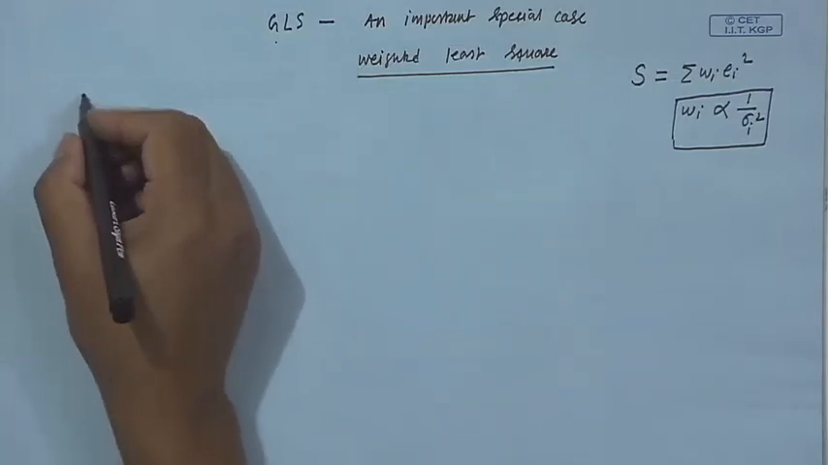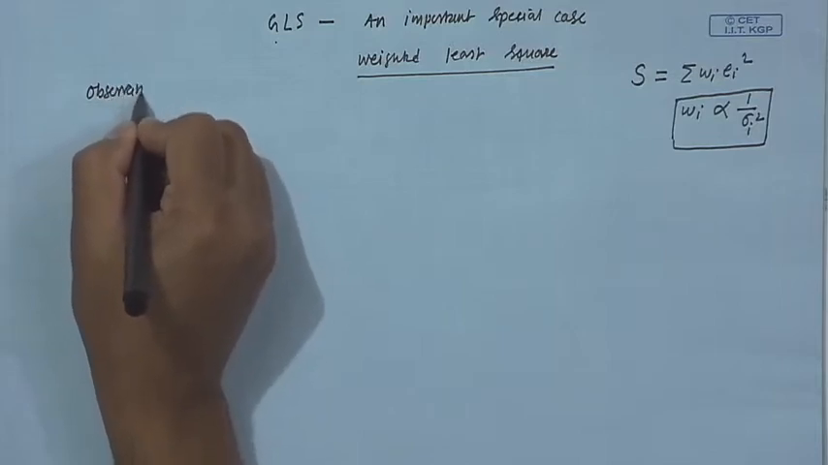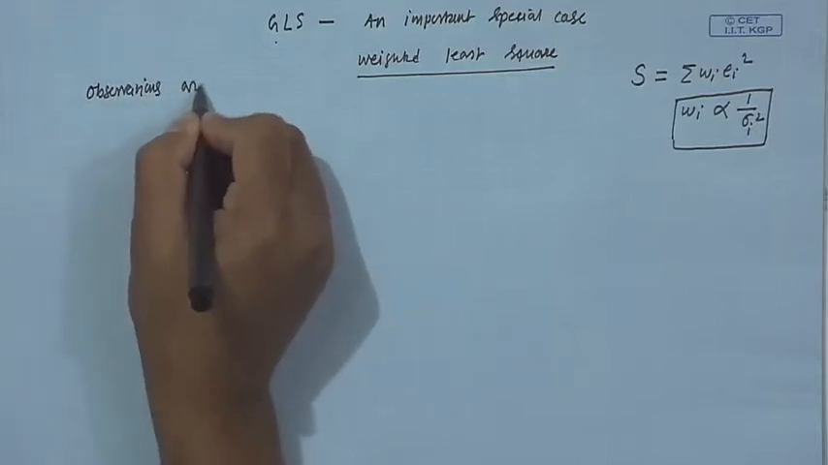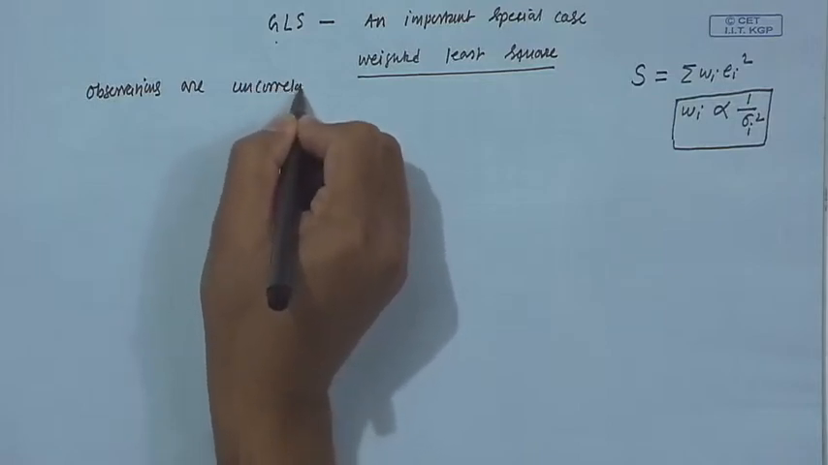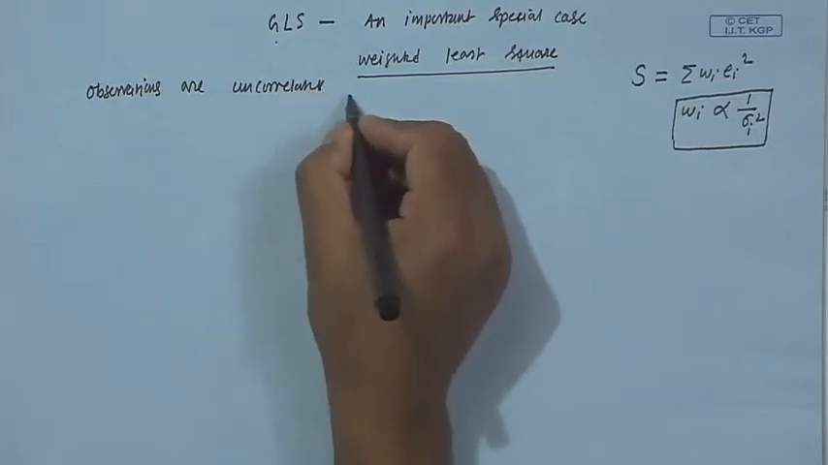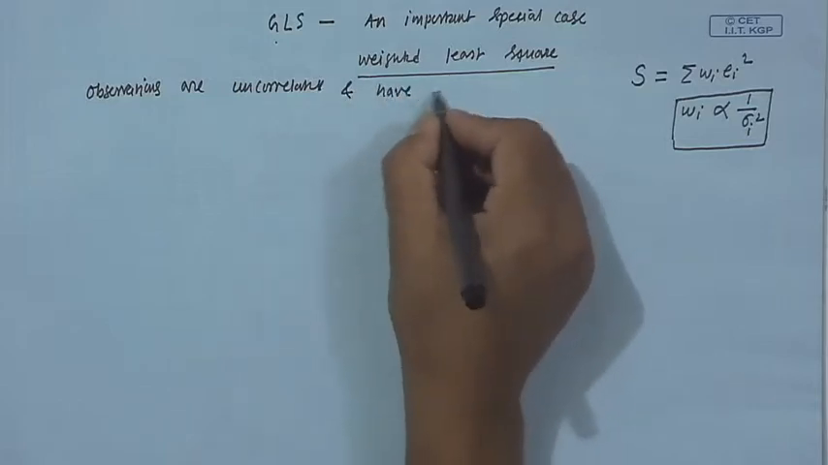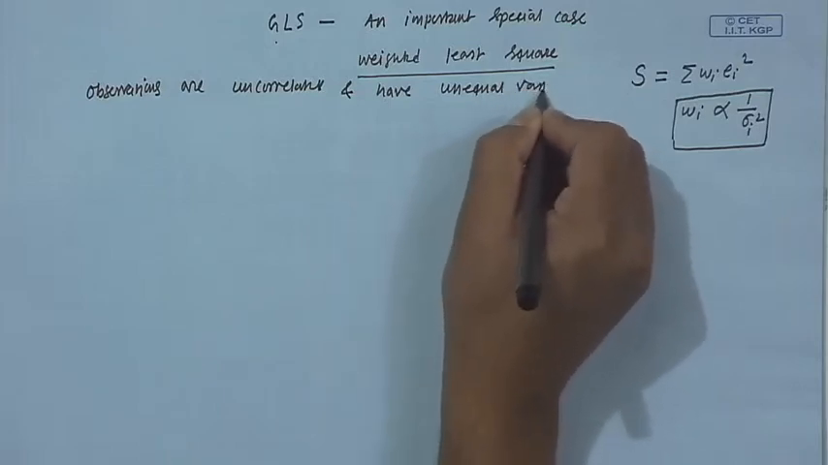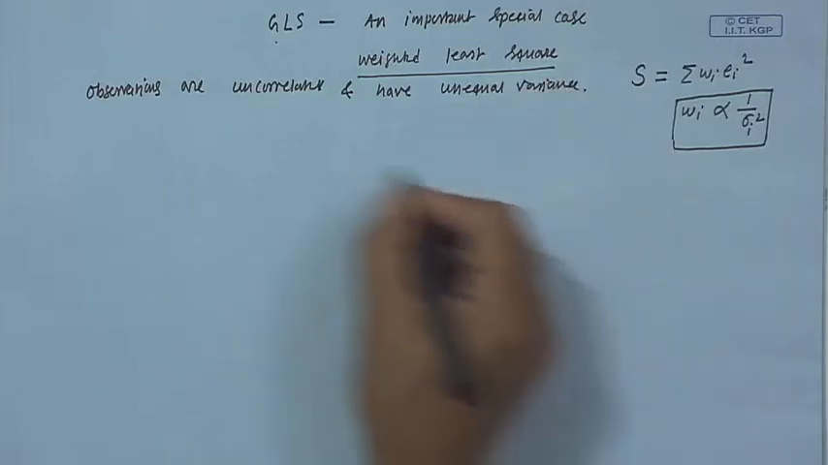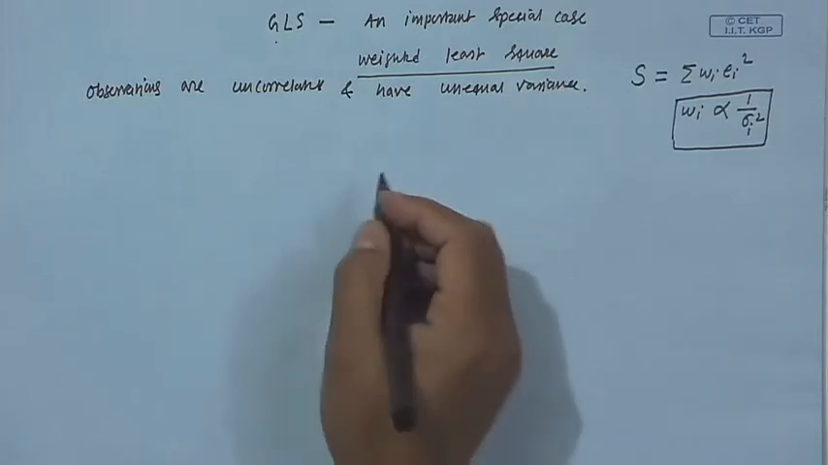So, here observations are uncorrelated and have unequal variance. So, uncorrelated means the off diagonal elements are 0.